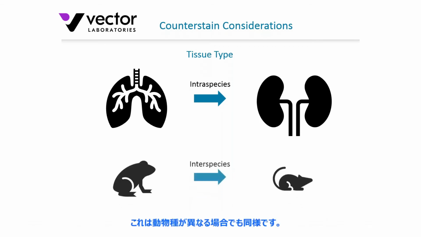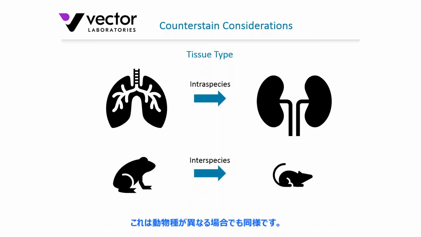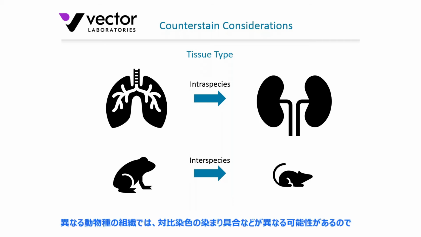This is also a factor if you are working between species as well. Certainly, I've got an example here of an amphibian species. You're working on skin or cardiac muscle with that amphibian. You want to swap to a mammalian species. Again, more than likely that counterstain will be a little different in the way it does behave on that different species tissue. So again, just be aware of that, and all things will not be exactly the same. So work it up on that negative control.